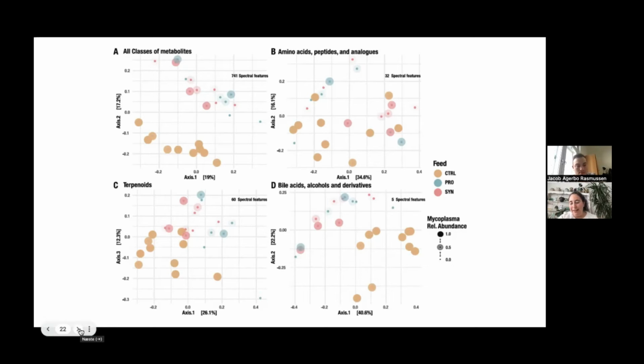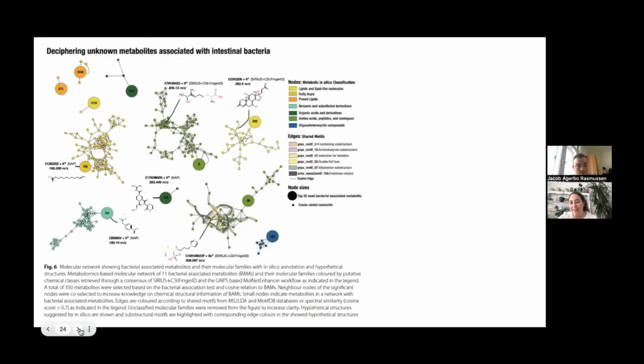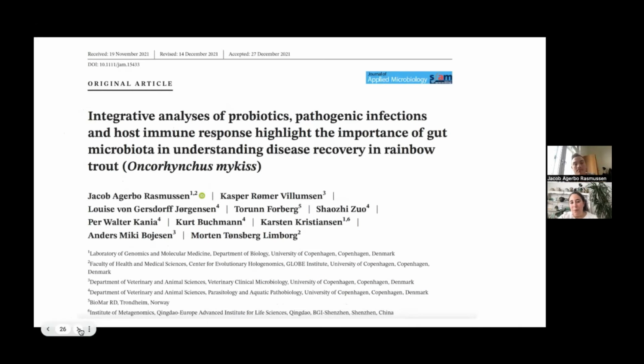And so your second paper on this subject is more into looking at when things don't go so well. And I think maybe we can also try to start by unpacking the title. It's another mouthful. Yeah. So it's called Integrative Analysis of Probiotics, which by now we know what they are, Pathogenic Infections and Host Immune Response Highlight the Importance of Gut Microbiota in Understanding Disease Recovery in Rainbow Trout.